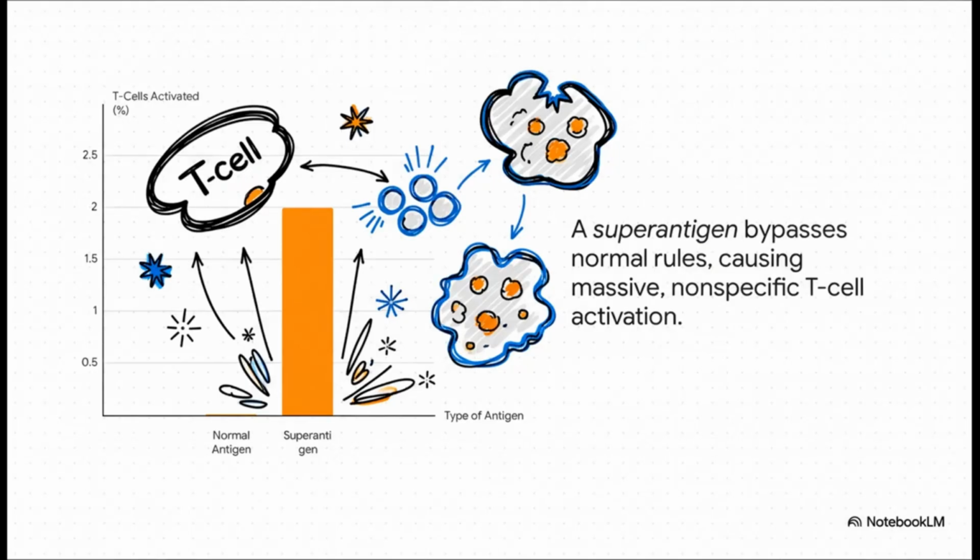But what happens when a pathogen figures out how to hack the system? That's what a superantigen does. A normal antigen is very specific. It might be recognized by, say, 0.01% of your T cells. But a superantigen is different. It doesn't fit neatly into the MHC groove. Instead, it acts like a piece of molecular glue, binding to the outside of the MHC and T cell receptor and forcing them together, regardless of what they're specific for.